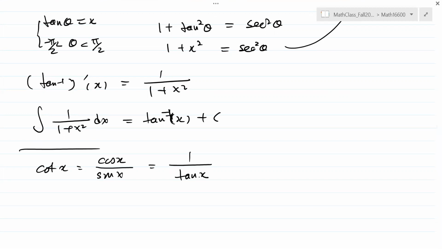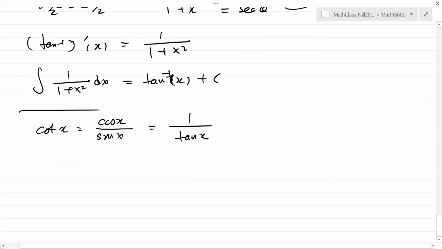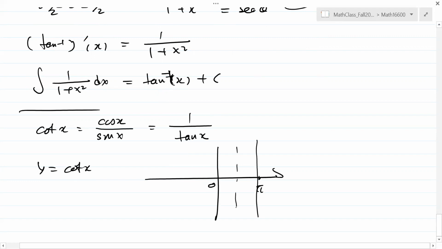It's not like the sine cosine relation, cosine squared plus sine squared equals what? Actually, cotangent x times tangent x equals 1. But we still can find the cotangent. I think it's defined from 0 to pi. When x equals 0, both sides are not defined.